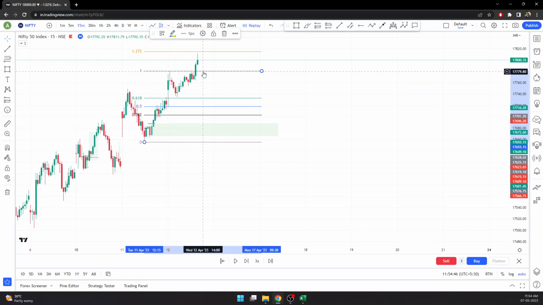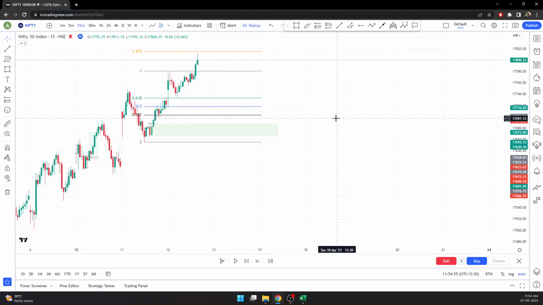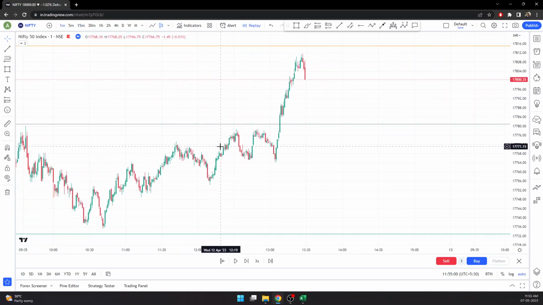Okay, we see some strong bullish move. It did not even come back to this 50% level, and we can see some strong bullish move to the upper side. So we did not get any trade here.